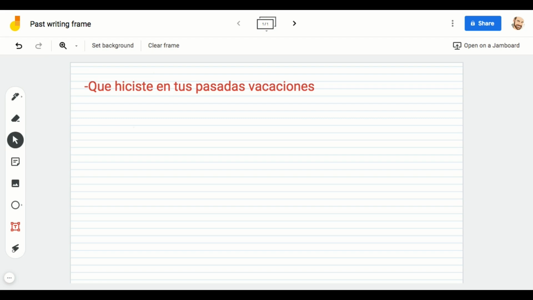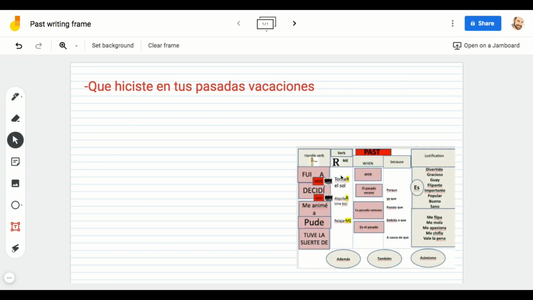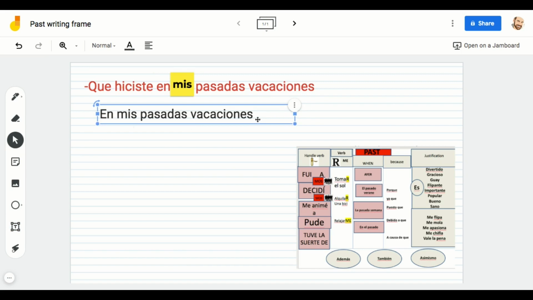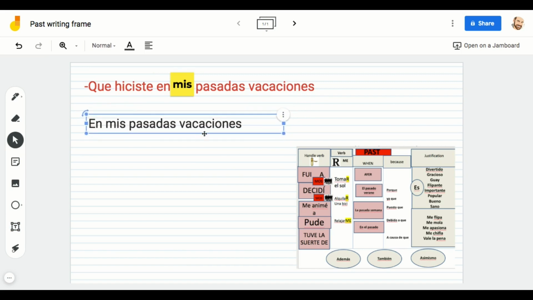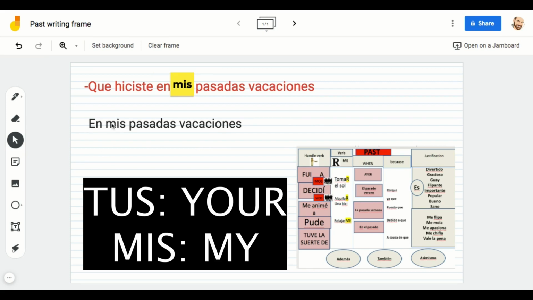Now, what we need to do is use the frame. As you can see, I've got the frame in here that we're going to use. We know that this is in the past, and now we have to rephrase something from this bullet point. We can rephrase en tus pasadas vacaciones, but remember, tus, we need to change that. So we're going to start with en mis pasadas vacaciones. As you can see, I changed tus to mis, so I can actually use that in my sentence.